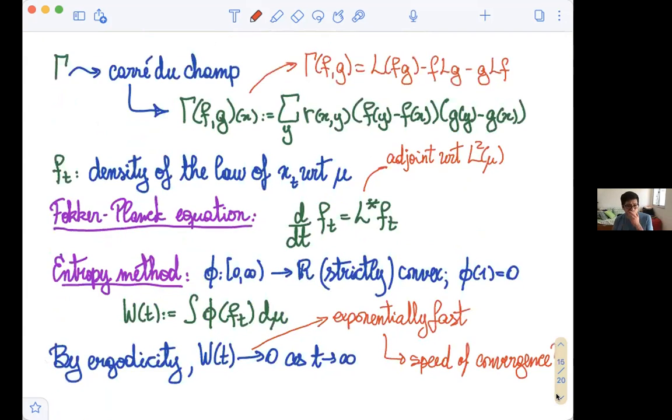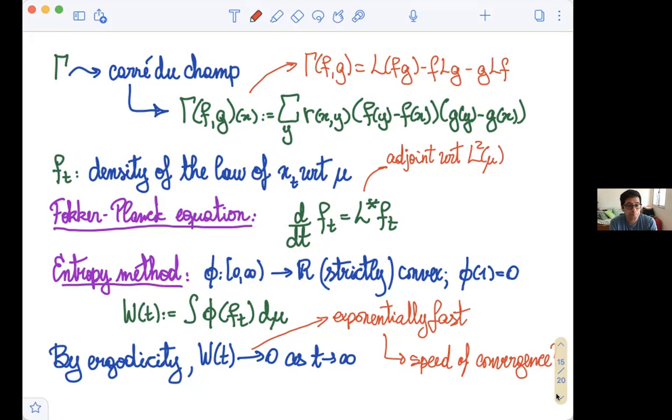Now I'm going to need to define another object which is extremely useful in these situations. People don't always have contact with it, which is the so-called carré du champ. In English, it's sometimes called the second variation of the operator L. But as usual, the French names have their own charm, so I prefer to call it carré du champ, and to pretend that I know how to speak French with students as well.